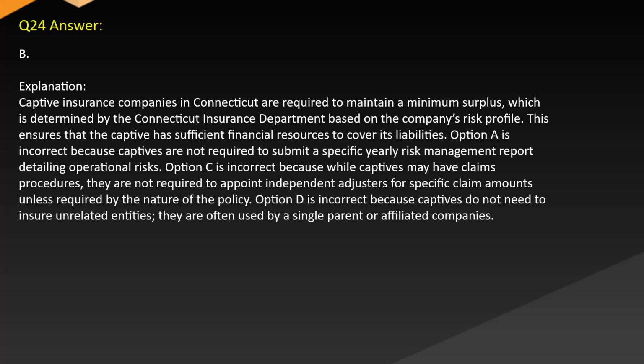Answer B. Explanation. Captive insurance companies in Connecticut are required to maintain a minimum surplus, which is determined by the Connecticut Insurance Department based on the company's risk profile. This ensures that the captive has sufficient financial resources to cover its liabilities. Option A is incorrect because captives are not required to submit a specific yearly risk management report detailing operational risks. Option C is incorrect because while captives may have claims procedures, they are not required to appoint independent adjusters for specific claim amounts unless required by the nature of the policy. Option D is incorrect because captives do not need to insure unrelated entities. They are often used by a single parent or affiliated companies.